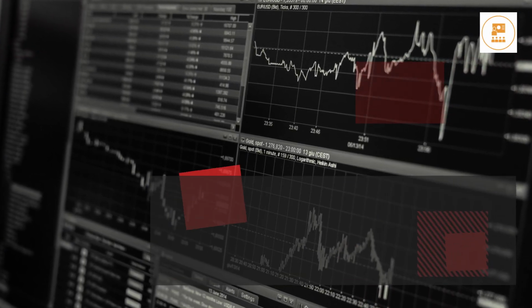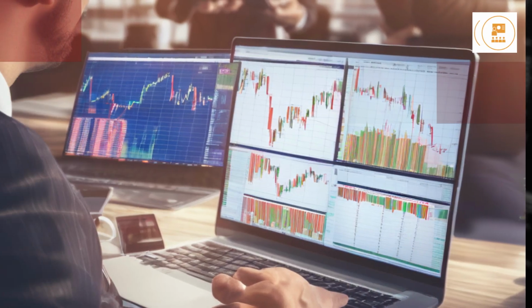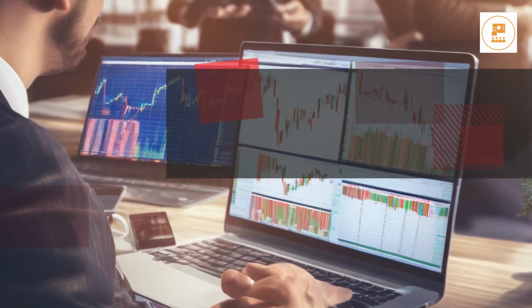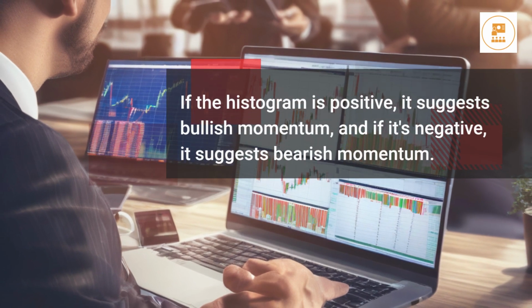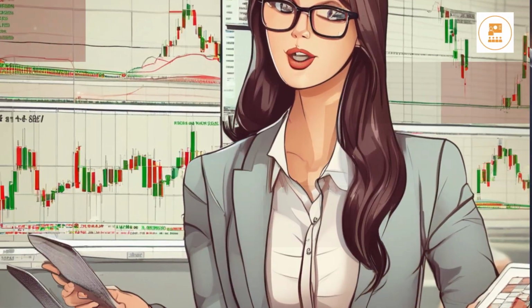The histogram represents the difference between the MACD line and the signal line. If the histogram is positive, it suggests bullish momentum, and if it's negative, it suggests bearish momentum.